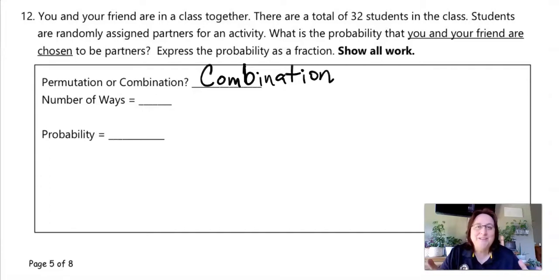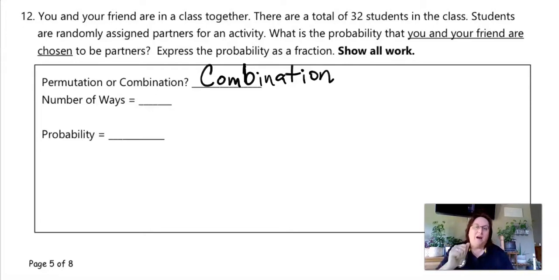Hey guys, it's a combination. The order doesn't matter. They are randomly chosen. It doesn't say that I choose the students whose last names begin with A first and Z next. It just says randomly. So order does not matter.